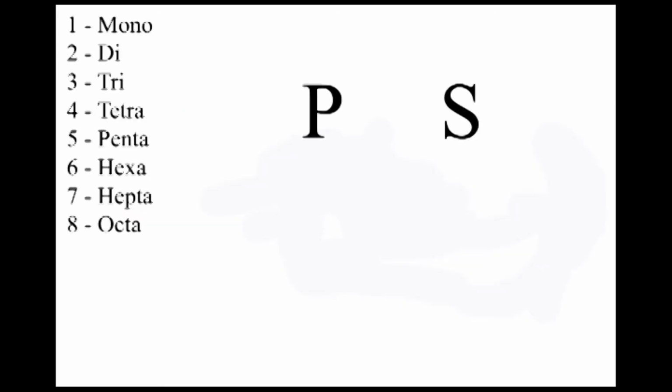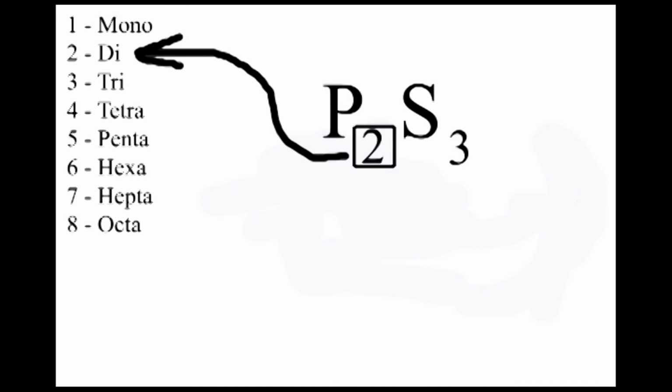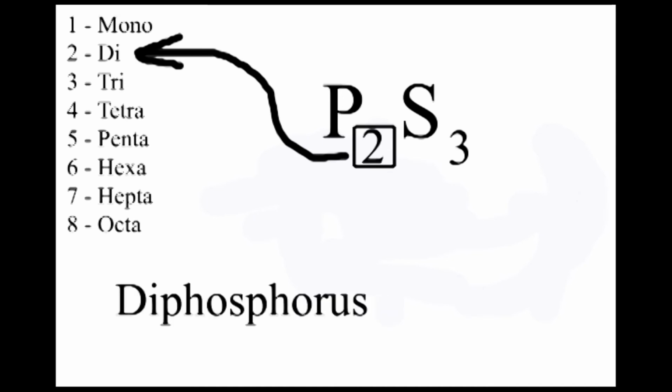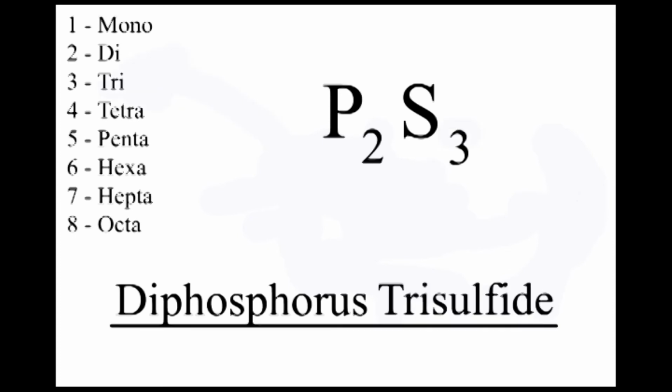So phosphorus has a 3- charge, and sulfur has a 2- charge. Swap the charges and turn them into subscripts, and we have P2S3. The prefix for 2 is di, so the first element is diphosphorus. The prefix for 3 is tri, so next is trisulfide. So the name of this compound is diphosphorus trisulfide. That's pretty much all you need to know for chemical nomenclature. I'm happy I could help you out, and hopefully you have a better understanding of it.